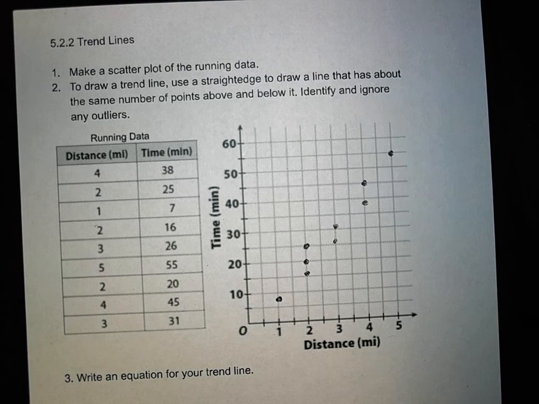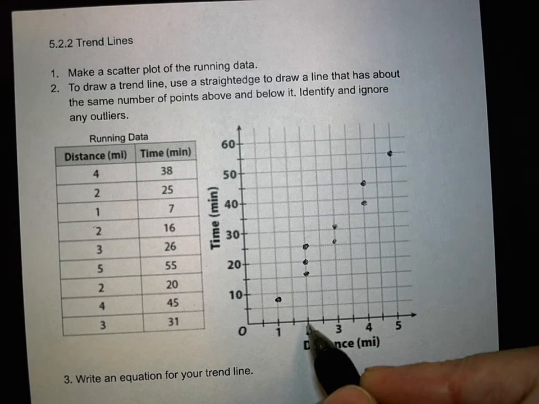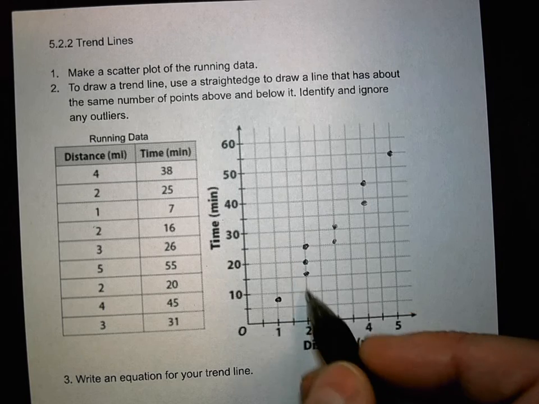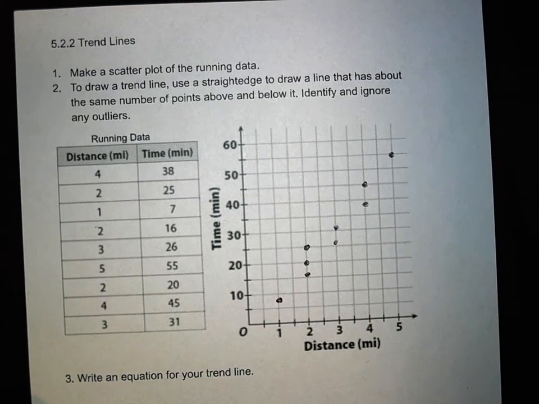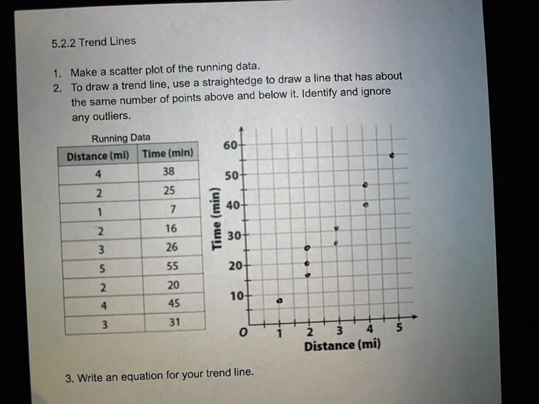So I'm going to ask you, first of all, is this a function? No. Why is it not a function? Because look at this. We've got an input of 2 miles. Are all the outputs the same? No. So we know this is not a function. That kind of goes back to when we're looking at it. The minute you start seeing things stacked on a graph, think to yourself, not a function.